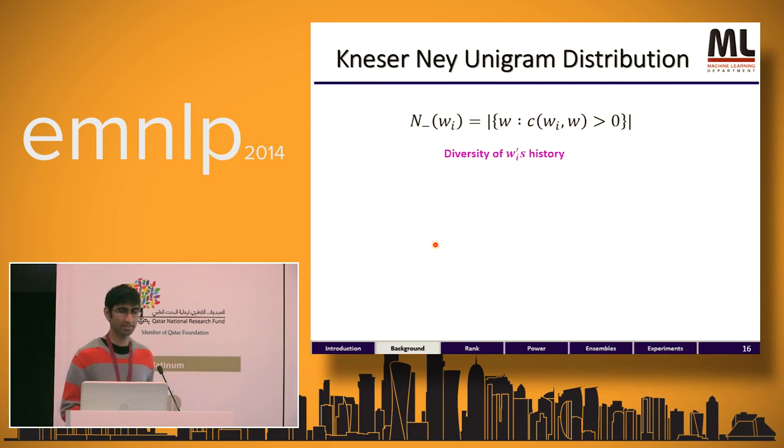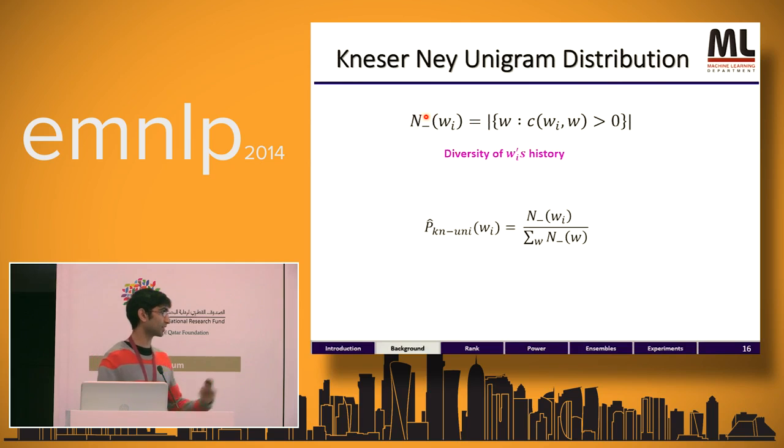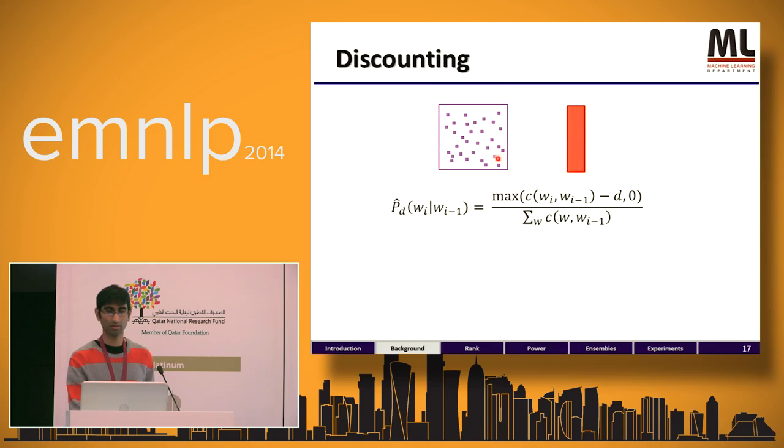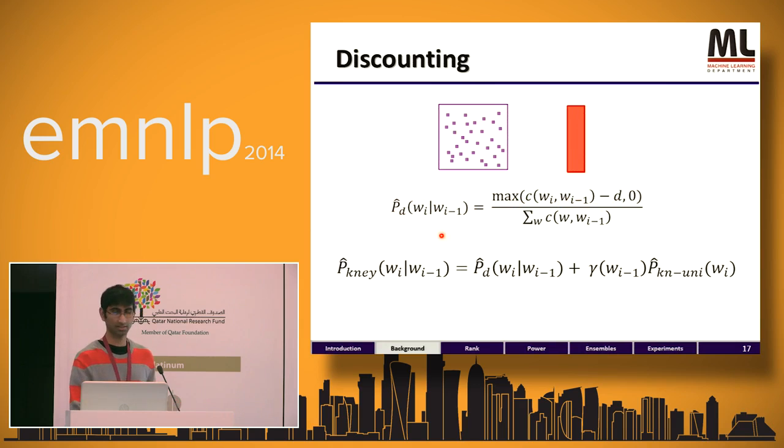So Kneser mathematically defines this notion using this. Essentially, it counts the number of unique words that precede w_i, which is the diversity of w_i's history, which is this N_{1+} quantity. And the Kneser-Ney unigram is defined as the normalized version of this. And now I have this bigram, and I have this altered unigram. So now I just need to put them together to make an ensemble. Kneser-Ney does this with fixed discounting, where you subtract a fixed discount d from all the counts. And now this conditional sums to something less than 1. So I can reassign the probability mass from the bigram to the Kneser-Ney unigram, where gamma is the leftover probability to reassign.